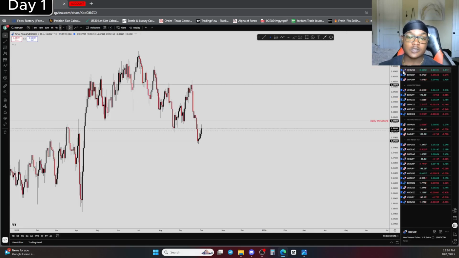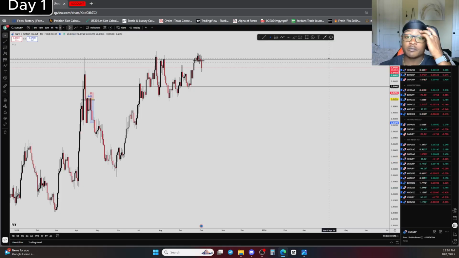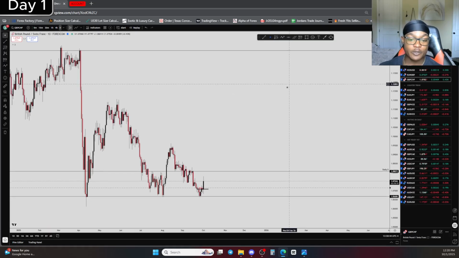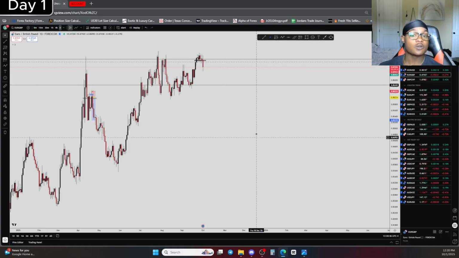So we got three setups: NZD USD, which is going with the floater market, Euro GBP being a counter trend setup, and then GBP CHF being a counter trend. We're going to go through the counter trends first and then go with the floater market, since the floater market will be our number one trade for tonight, or number one pair for tonight.